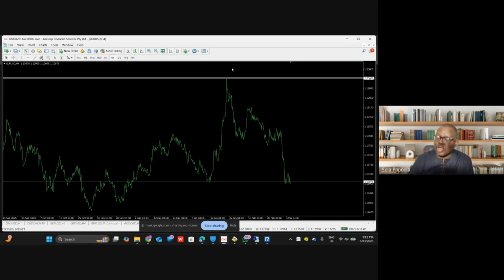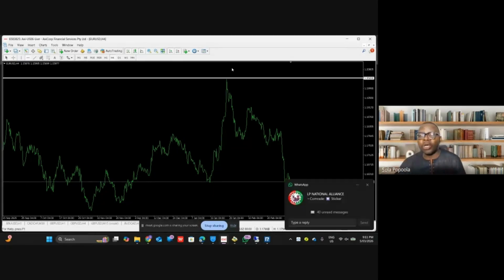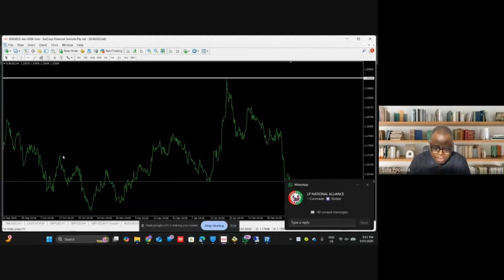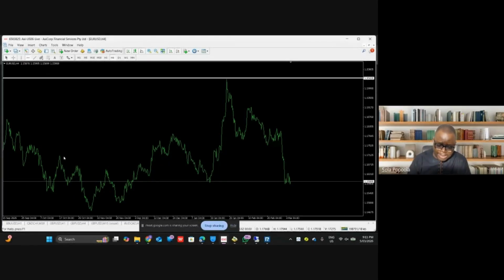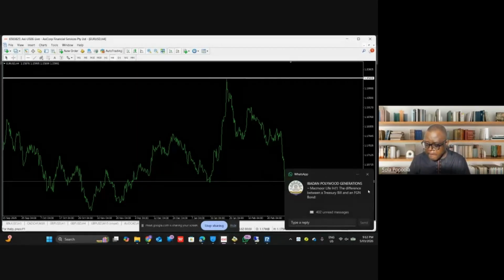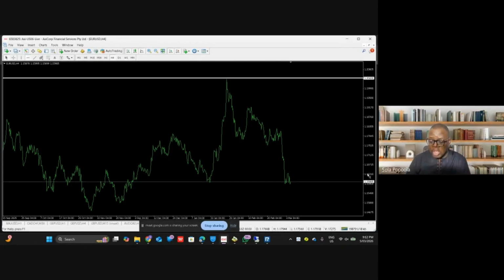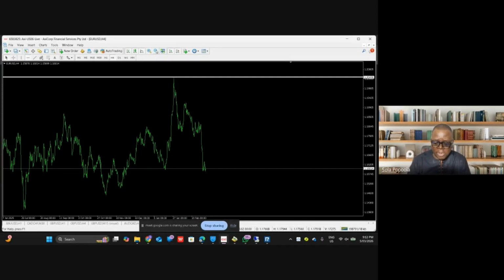But note, not all resistances are strong resistances. As I said, whenever you see the mountain, it is resistance. Whenever you see the valley, it is a support. But are they all strong resistance and support zones? No. What we want to do now is to look at one that is strong, one that can stand the test of time.